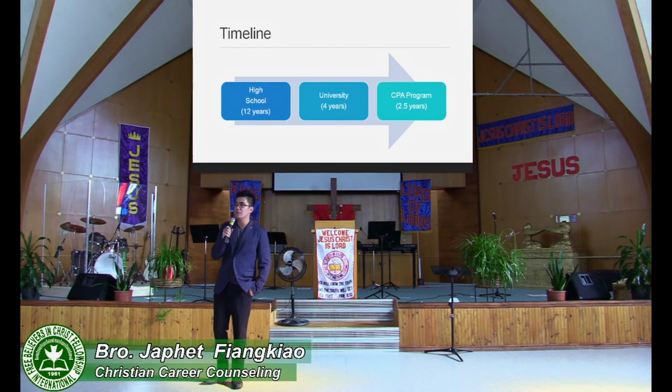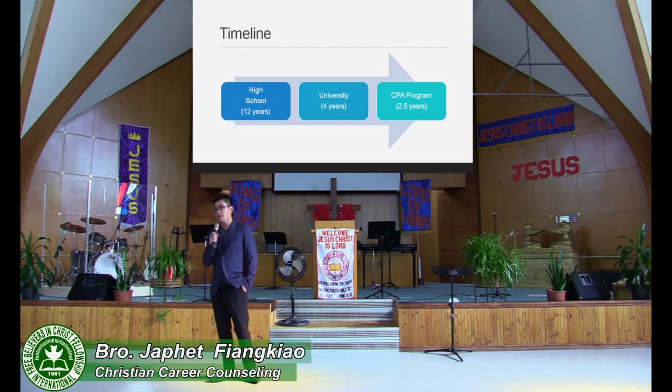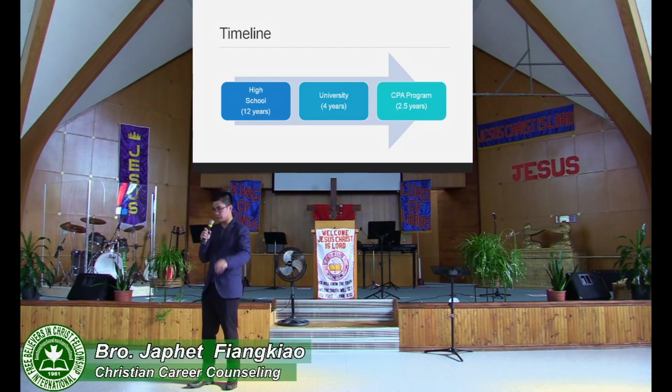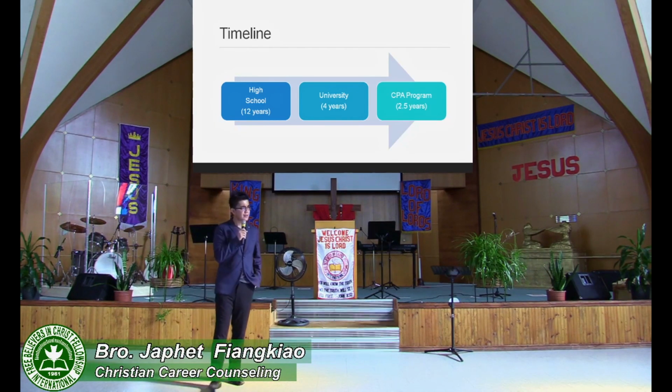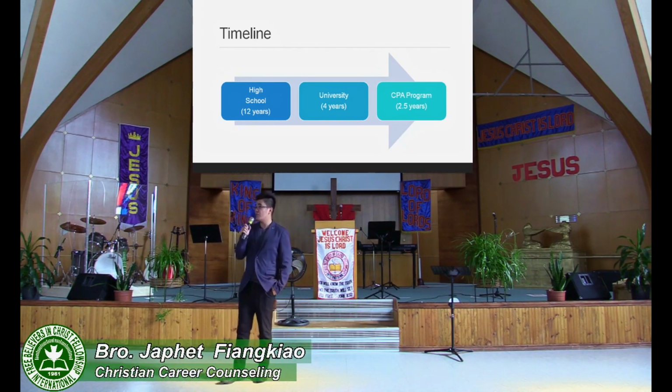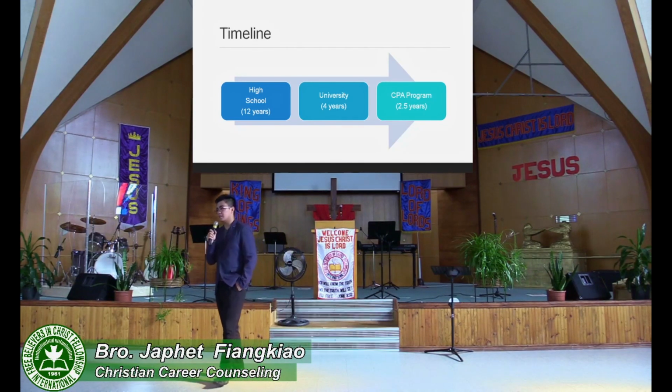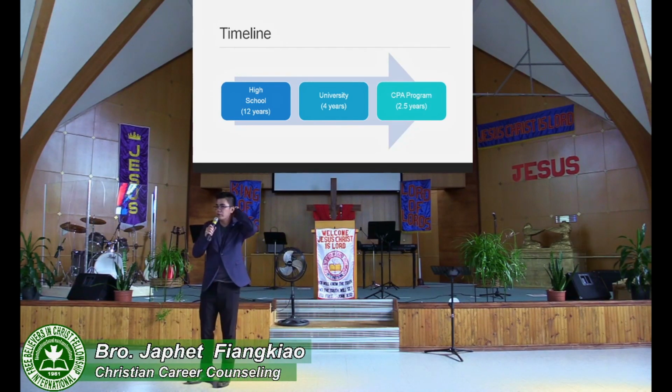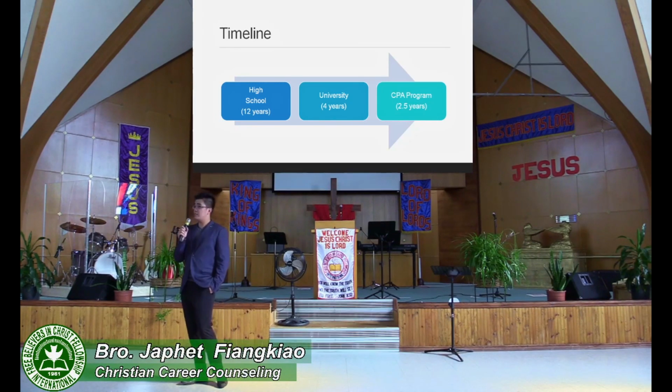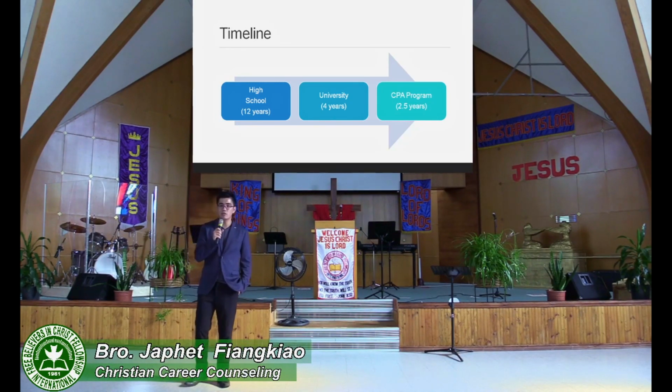Now, I say this is the regular because I took longer than this. I finished high school in 12 years. That's not the problem. But for my university, it took me about 6 years actually, because I didn't know how to plan my courses and I got delayed in some areas and this and that. And it took me 6 years. But my CPA program took me 2.5. And that's just the normal route.